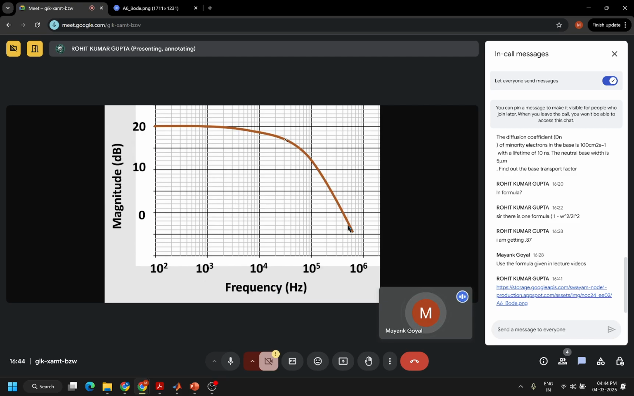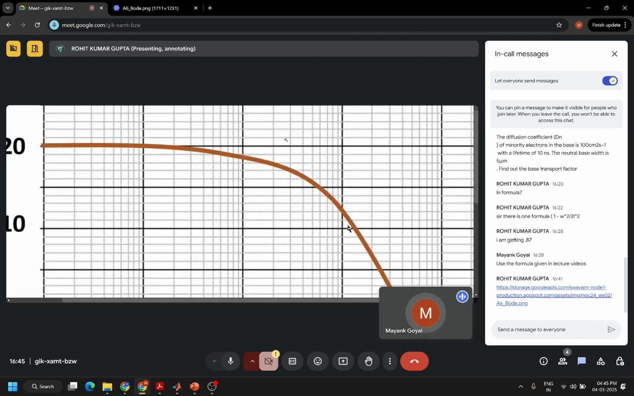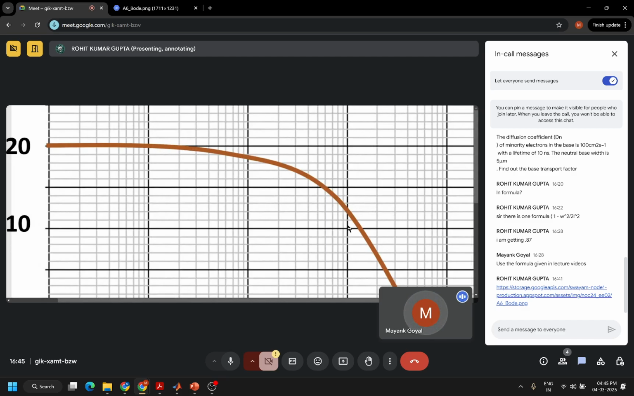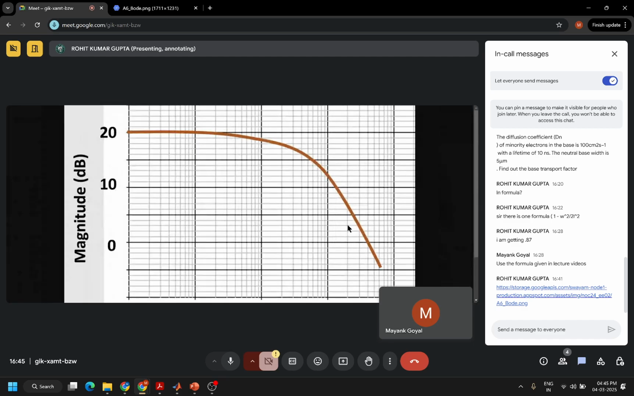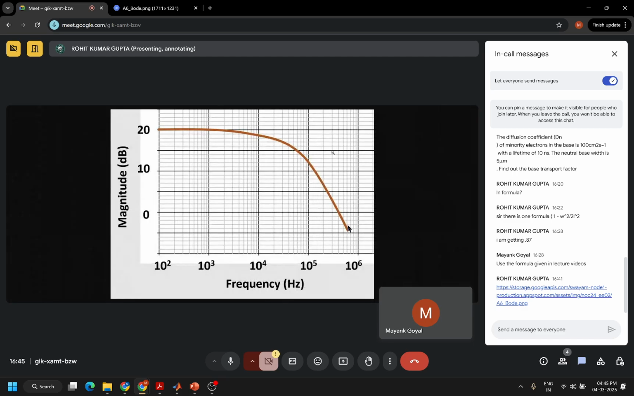Minus 3 dB is 1 by root 2. Yes, sir. But the cutoff frequency for a transistor, as you have studied in class, is where the gain is equal to 1. So you use that value. Okay, sir.